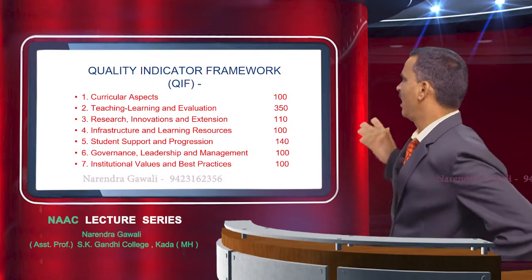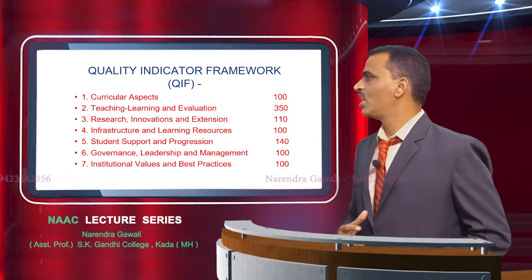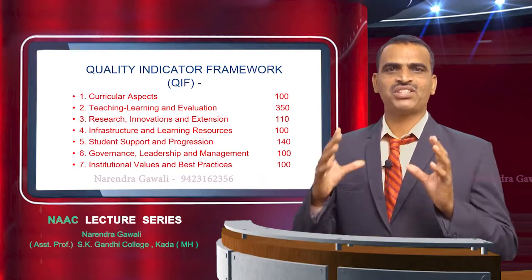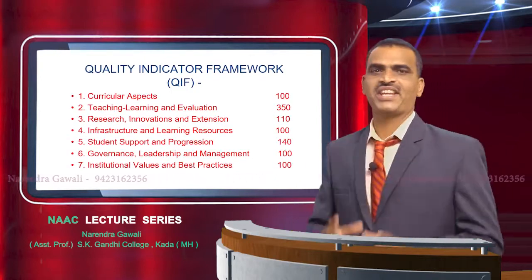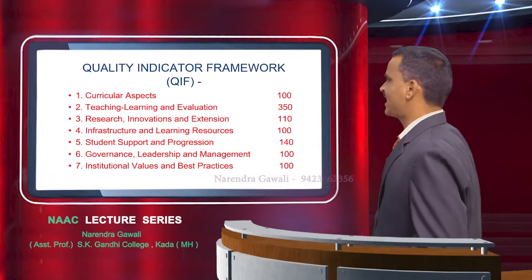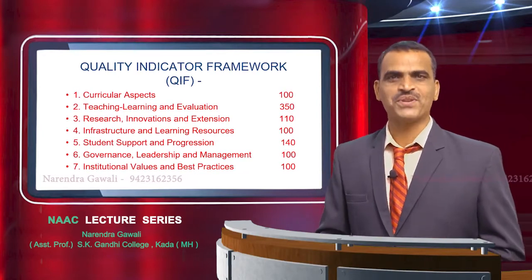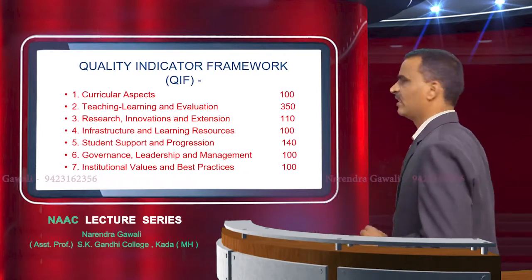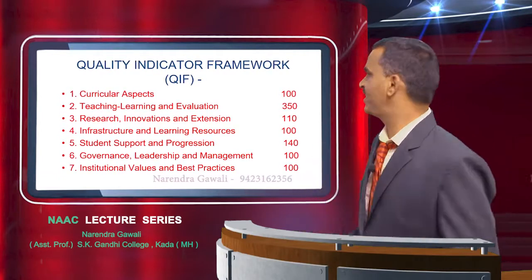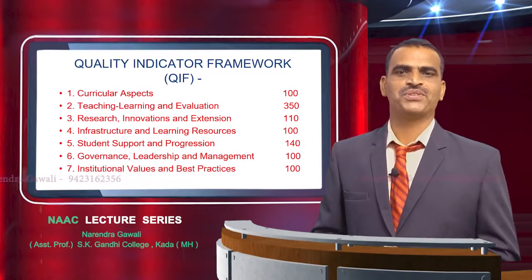Friends, we look at the quality indicator framework. As we all know, NAAC is based on 7 criteria. The first is curricular aspects, which has a weightage of 100 points. The second one is teaching learning and evaluation, which has a weightage of 350 points.